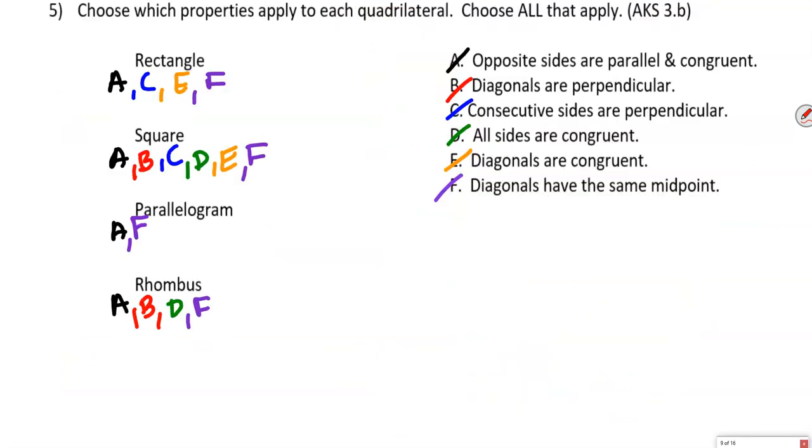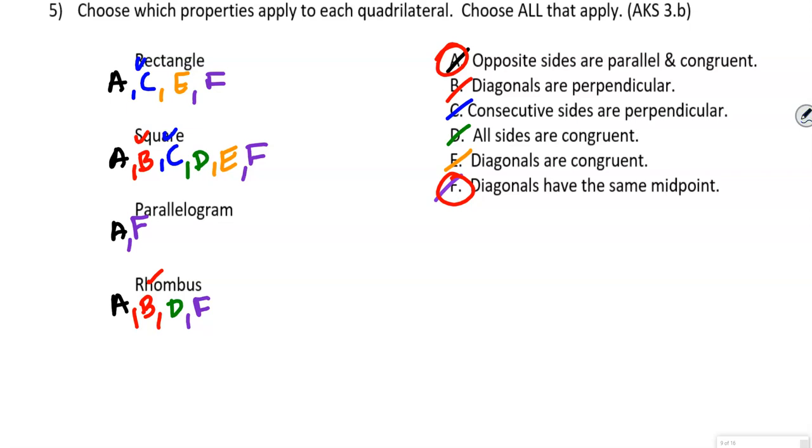So when it comes to these properties, guys, remember that A applies to everything, and so does F, okay? So opposite sides are parallel and congruent, and diagonals have the same midpoint. Those apply to all the shapes. Diagonals are perpendicular. This has to do with what? A square and a rhombus, because it's a property of a rhombus, and a square is a rhombus. Then we have consecutive sides are perpendicular. So this would be our rectangle and our square, right? Perpendicular means they form right angles, and we know that rectangles and squares have right angles, right?